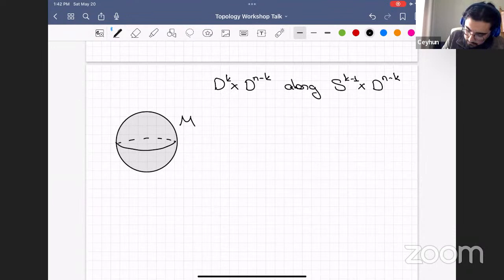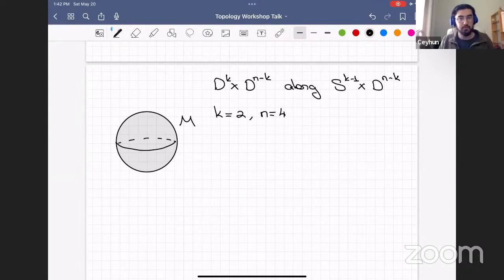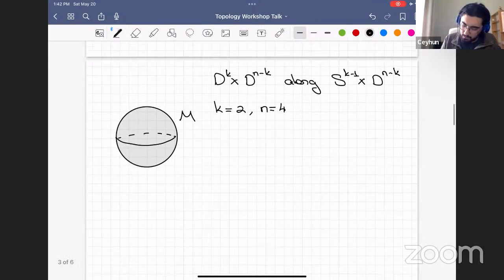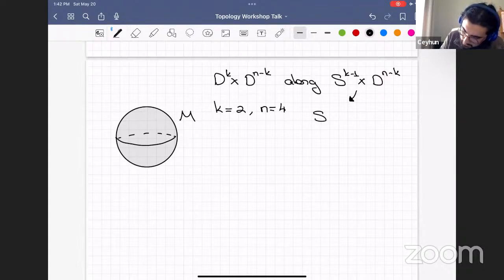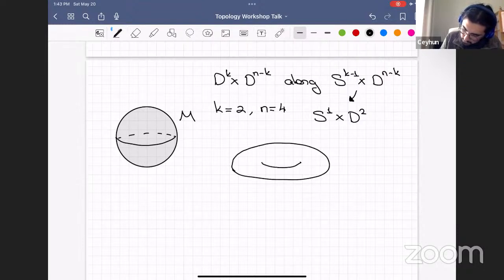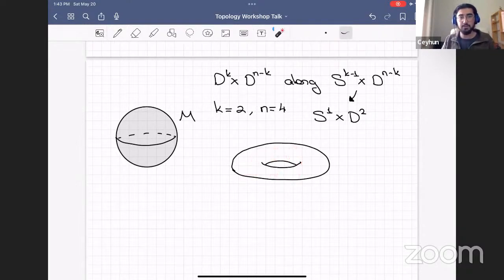So if we were to draw this S^(k-1) cross D^(n-k), it would look something like, in the lower dimensions, for example, let's say k is 2 and n is 4. So we're working with four-dimensional manifolds and we're attaching a two handle. This S^(k-1) cross D^(n-k) becomes an S^1 cross D^2, right? So this is a torus, which is not hollow. So it is filled. The inside is filled, right? So we are going to attach this handle. We already have a manifold, and we are attaching a handle to it.